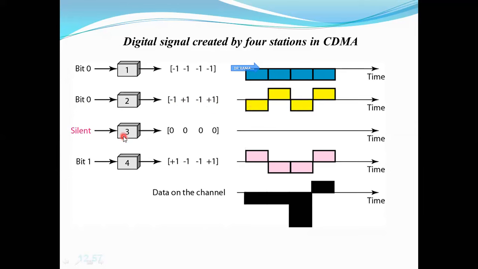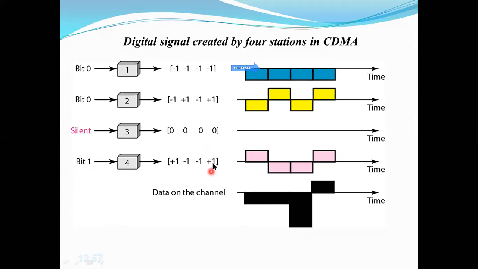You take station 3. Station 3 is silent, which means it is not sending any data. That means the value is 0 here. Value 0 means a straight line. Now let us take station 4. It is sending the bit 1. That means the sequence is supposed to be what?